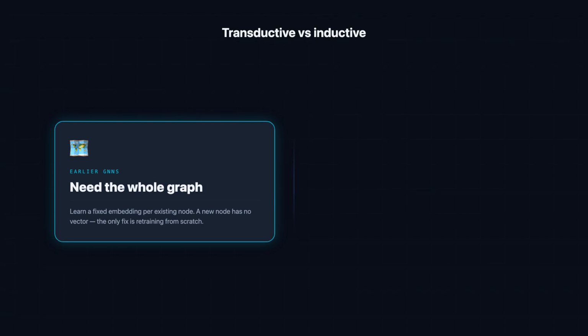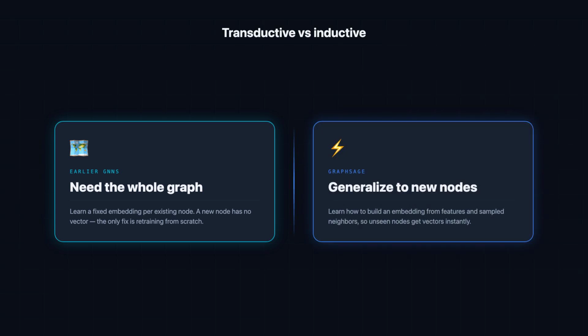GraphSAGE is inductive instead. By learning how to generate an embedding from features and sampled neighbors, it produces vectors for nodes it never saw during training, and it does so on the fly. That is precisely what made graph learning practical at industrial scale, powering production systems like PinSage, the version Pinterest built on top of it.